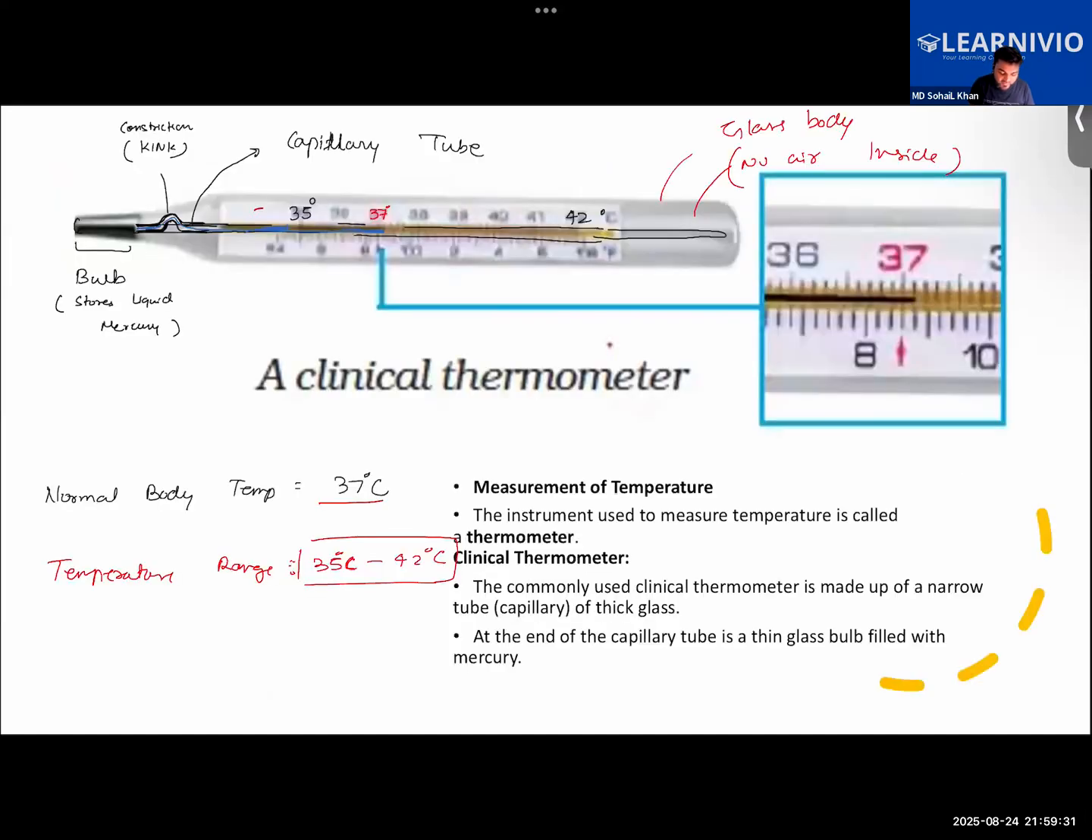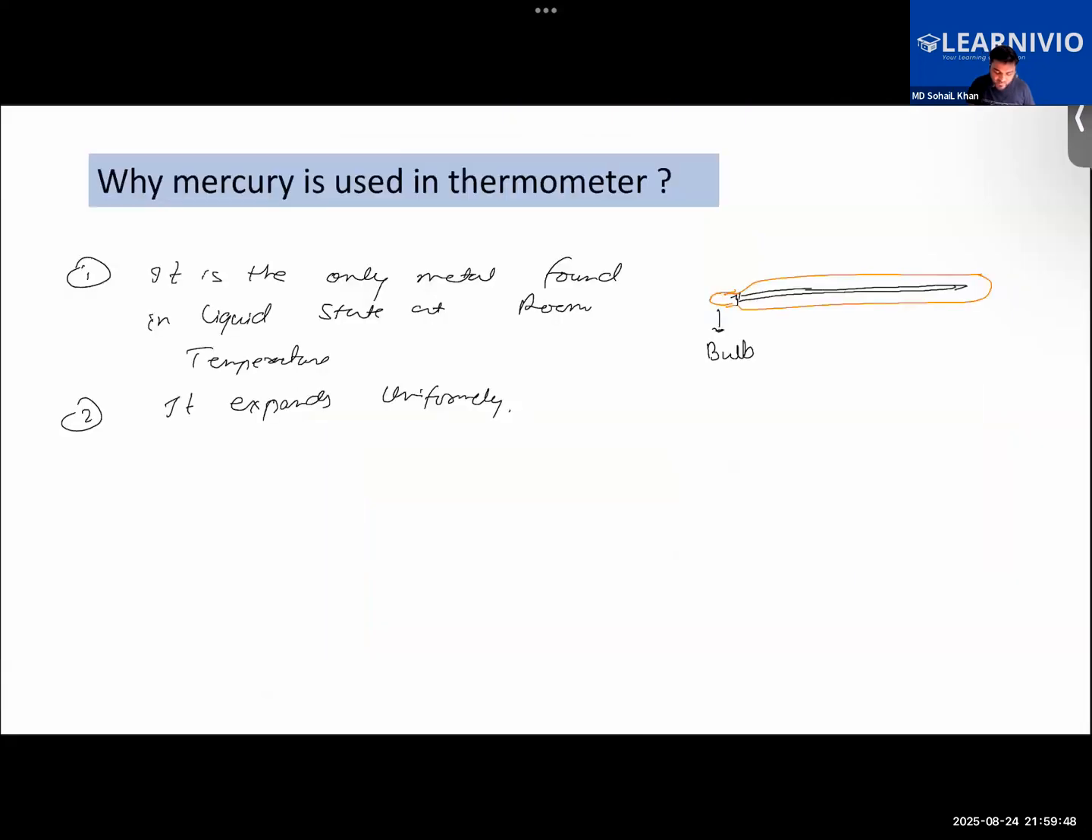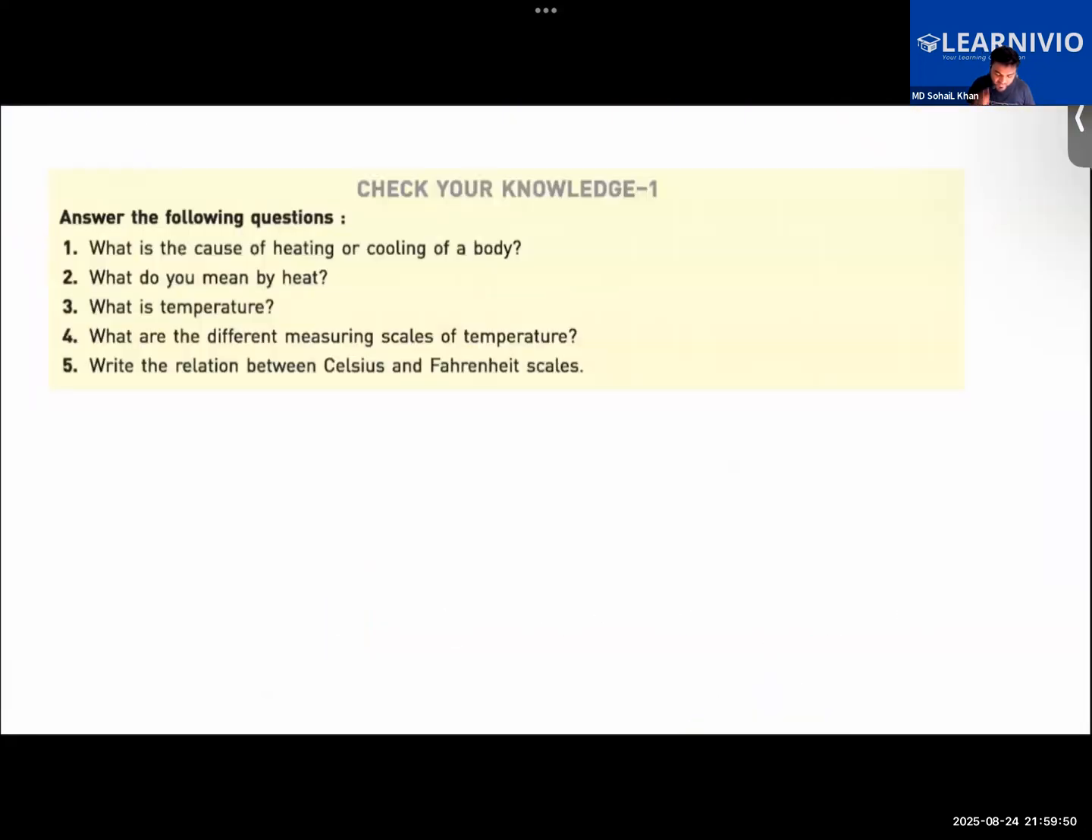Thermometers are of different types. We have the example of the clinical thermometer, which has a temperature reading from 35 to 42 degrees Celsius. When you look at the structure of the clinical thermometer, its body is made of glass. Earlier, this type of thermometer was used.